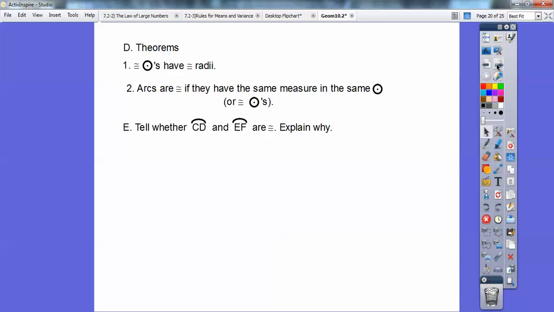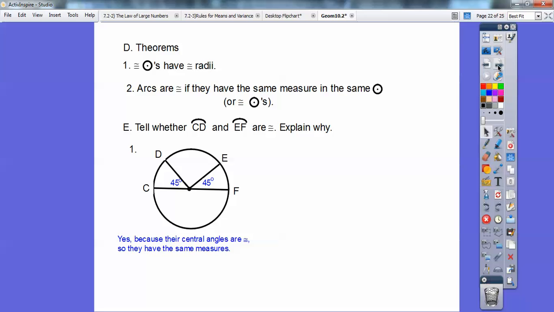Tell whether arc CD and arc EF are congruent, and explain why. Here I have this circle, with arc CD right here and arc EF over here. Since that's 45 degrees, it's a central angle, so this is 45 degrees, and since that's 45 degrees, then that's 45 degrees. Since they have the same measure in the same circle, yes, they are congruent. I can conclude that CD is congruent to EF because they have the same central angles and the same arc measures.